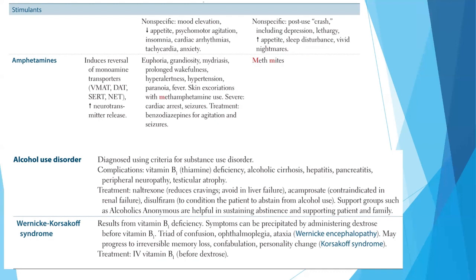Now, talking about alcohol use disorder, which is diagnosed using the criteria of substance use disorder, the complications are commonly tested. These are vitamin B1 thiamine deficiency, alcoholic cirrhosis, hepatitis, pancreatitis, peripheral neuropathy, testicular atrophy. The treatment is with naltrexone. Naltrexone reduces the cravings. Acamprosate we cannot use in renal failure patients, but in normal patients we generally go with acamprosate. Disulfiram conditions the patient to abstain from alcohol use, and support groups such as Alcoholics Anonymous are helpful in sustaining the abstinence.